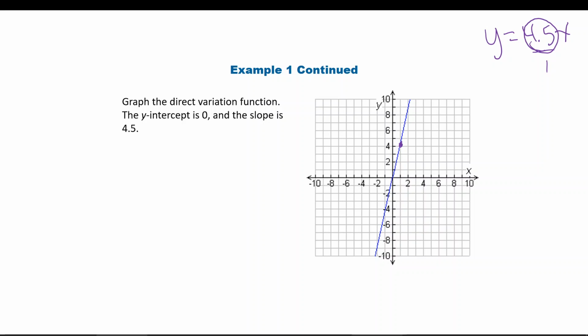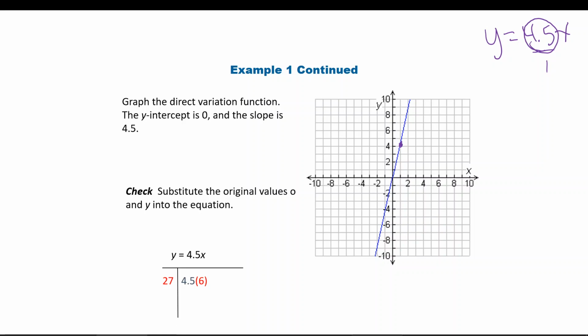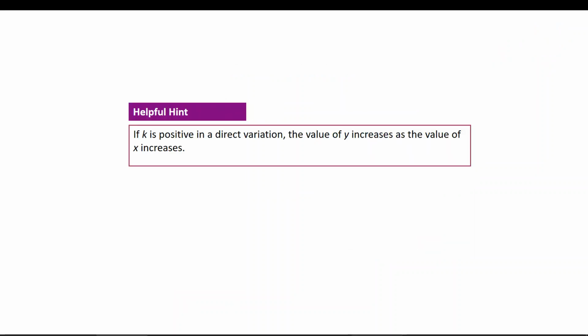Once we've done that, we can also check by substitution. We can fill in 27 for our y. Here's our equation, and here we know when y is 27, x we said was 6, so 4.5 times 6 actually is 27, and that is correct, so we know we did it correctly. All right, next. Here's a helpful hint for you. If k is positive in a direct variation, the value of y increases as the value of x increases.